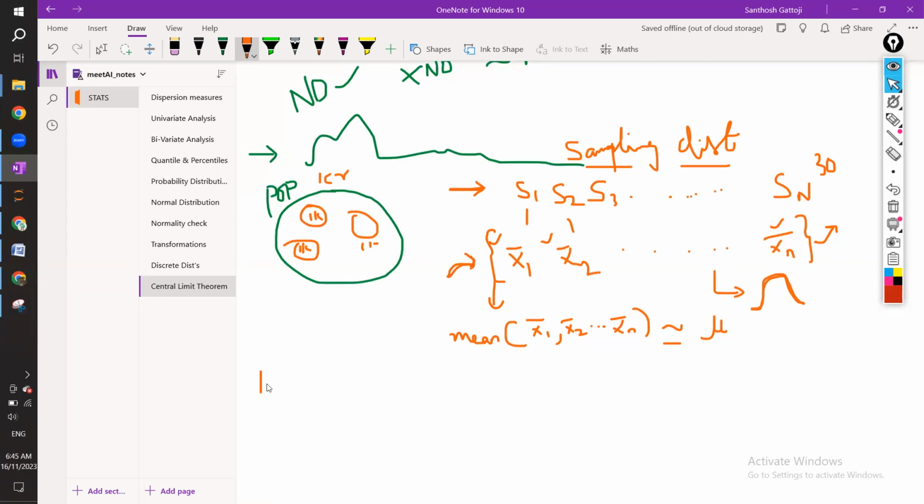Now, simple. The central limit theorem will say, first point, the sample means, also called the sampling distribution, will follow a normal distribution, because these are just some 30 points. If you plot them, they will follow a normal distribution. That is one point. The second point is the mean of the sampling distribution. These are just 30 points, right? These 30 points will again have a mean.